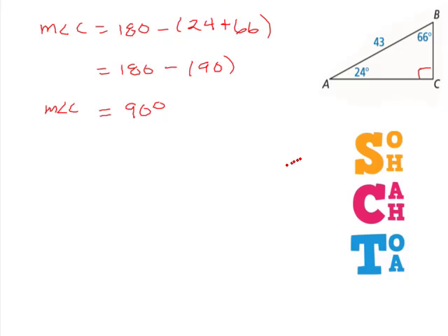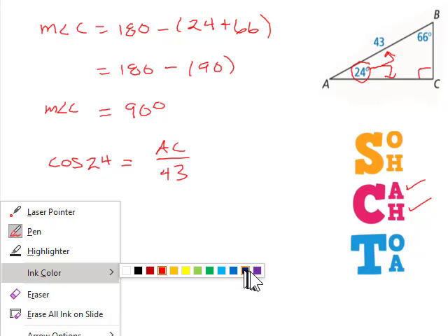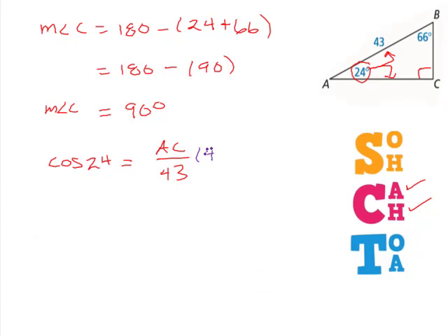So when we take a look at SOHCAHTOA, if I want to find the length of AC, I'm going to use this angle. This would be the adjacent side, and I know the hypotenuse, so I'm going to use cosine. The cosine of the acute angle 24 is equal to the adjacent side, which is AC, all over the hypotenuse, which is 43. I want to solve for AC, so I will multiply both sides by 43.